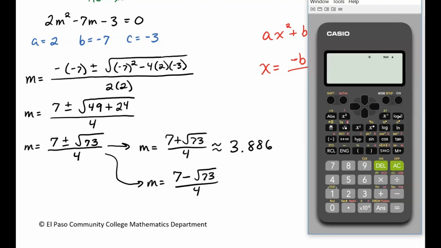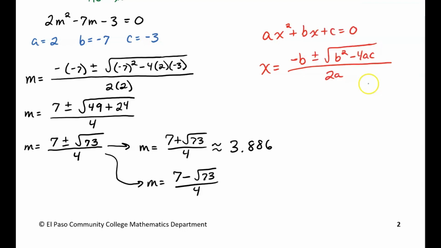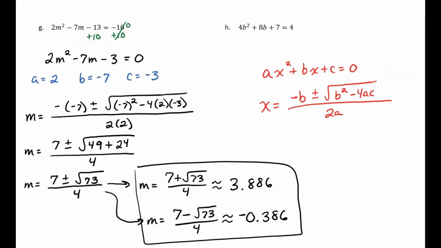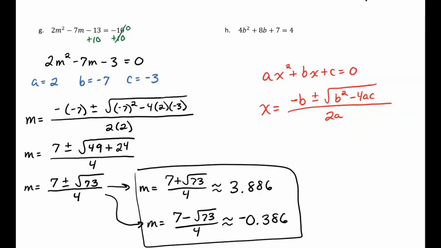We'll do the same thing for the subtraction. 7 minus the square root of 73. There's my new numerator. Divide that by 4. Get a decimal there. We have negative 0.386. So approximately negative 0.386. And there we have it. Our solutions to our original quadratic equation that we started with.